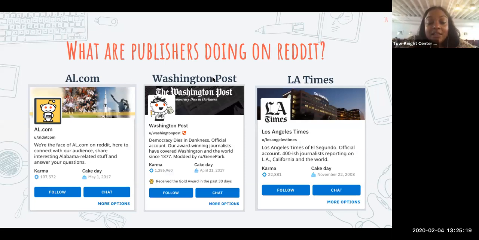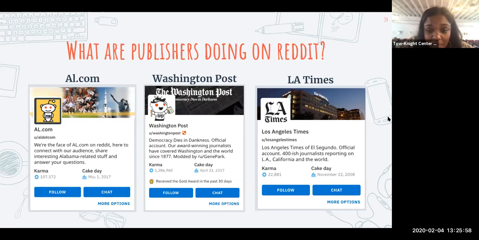Publishers are actually reacting in a few different ways to Reddit. Some people just aren't paying attention to it. If scale of audience growth is your focus, Reddit is often not going to be the most time-effective way for you to achieve that. But some publishers are actually really going all in. You've got AL.com, Washington Post. They're two that have really gone deep on Reddit. With AL.com, they're looking to build community around Alabama news. They really take their Reddit profile seriously as a reflection of themselves and a community that they want to cultivate there. Washington Post, Democracy Dies in Dankness.